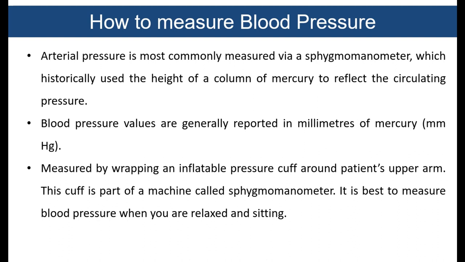How to measure blood pressure? Arterial pressure is most commonly measured via a sphygmomanometer, which historically used the height of a column of mercury to reflect the circulating pressure. Blood pressure values are generally reported in millimeters of mercury, mmHg, measured by wrapping an inflated pressure cuff around the patient's upper arm. This cuff is part of a machine called a sphygmomanometer. It is best to measure blood pressure when you are relaxed and sitting.